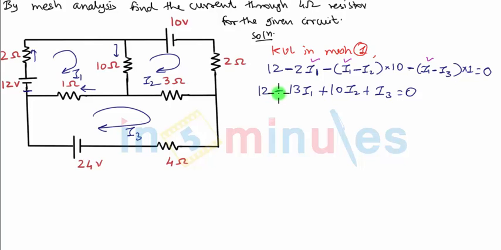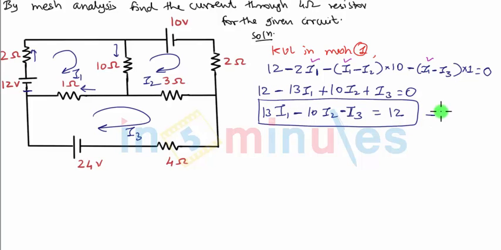Now let's do one thing, let's send all these terms on the other side. So my equation will become 13I1, I'm making it plus, so this will be minus 10I2 minus I3. This is as good as sending all these terms on one side and this on the other side, so 12. I'm changing the signs of the I1, I2, I3 terms, so the sign of 12 does not change. This is my first equation, equation number 1.